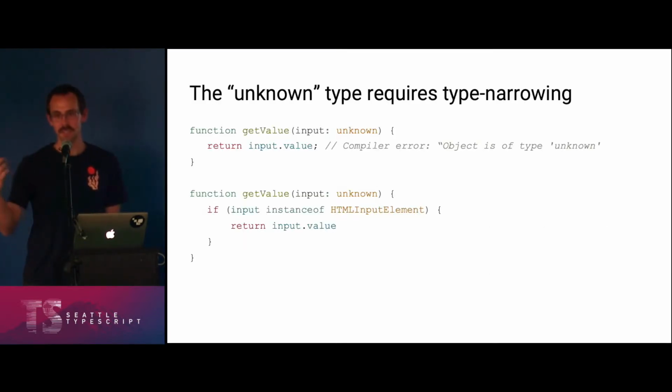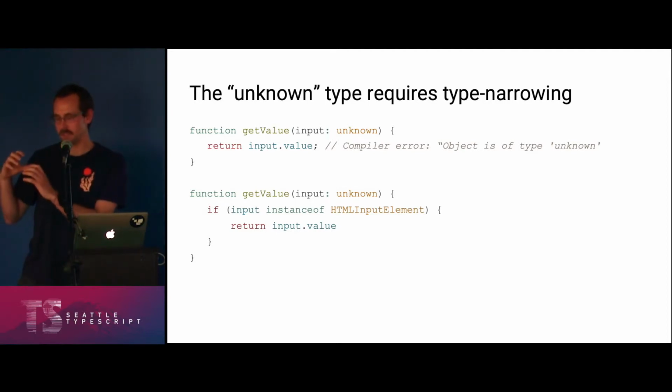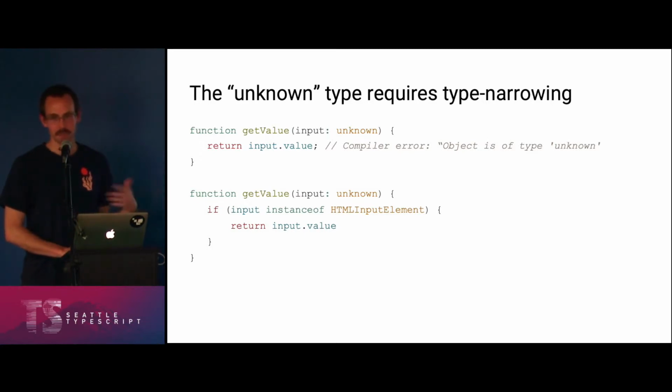And so when you have unknown, it's similar to any, where you're saying like, I'm not sure. But instead of any letting you do anything with it, unknown basically lets you do nothing with it until you've proven with runtime logic that some properties are true of the value. So here, input is unknown, and I try to do input.value, and I get a compiler error. The object is of type unknown. I can't just do .value on it. But if I say input instanceof HTMLInputElement, and that passes, then TypeScript knows at runtime input is an HTMLInputElement, and it will let me access the value property.